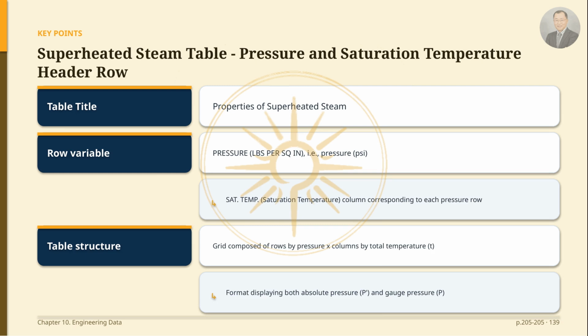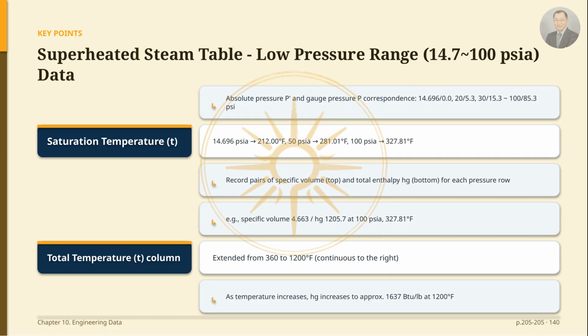This table is organized in a grid format where the horizontal and vertical axes intersect. The vertical rows are categorized by pressure, with units in lbs per SQ in, or pounds per square inch. Each pressure row also lists the saturation temperature, or Saturation temp, allowing you to immediately check the boiling point of water at that specific pressure. This header row serves as a guide for how to read the subsequent data table. This section introduces the low-pressure range data of the superheated steam table.